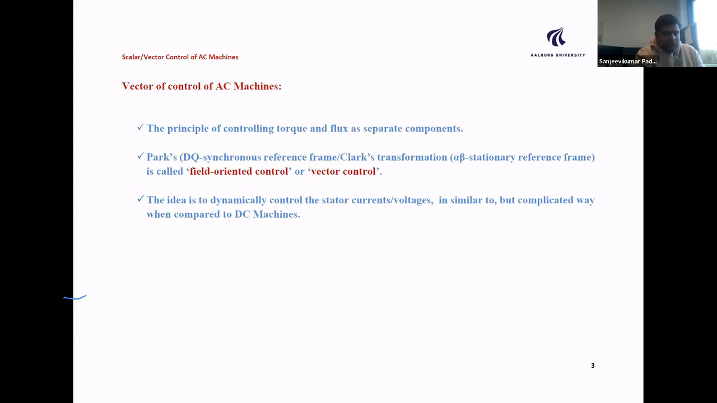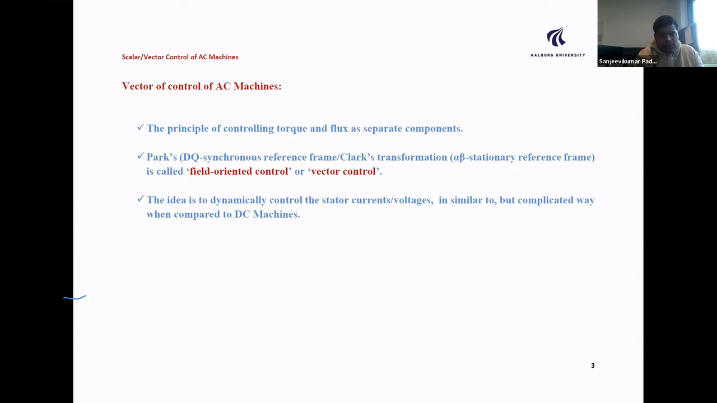What is vector control? Vector control is a principle where you are able to control the flux and torque separately. And how can we do that? We can do it with some transformations. These transformations are technically called Park's and Clarke's transformation. The idea is to transform the three-phase voltages or currents to a two-phase quantity.